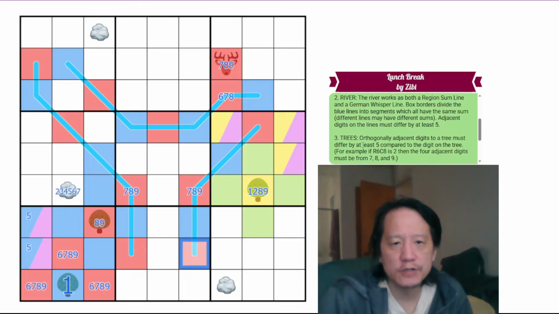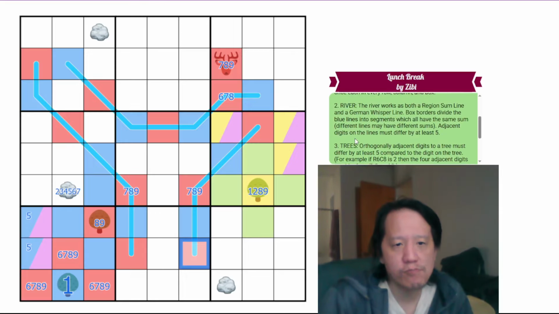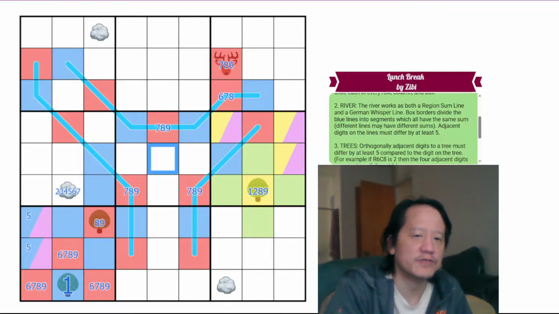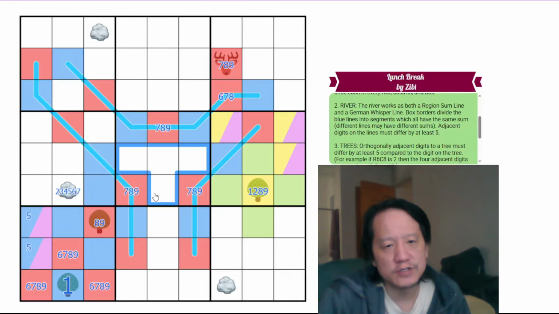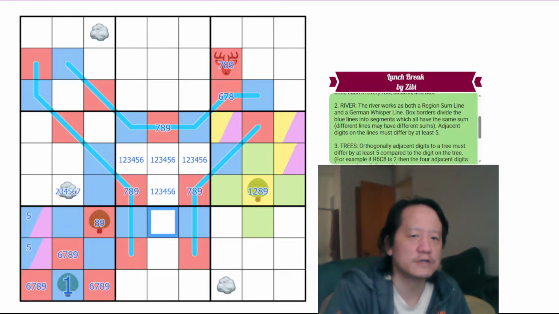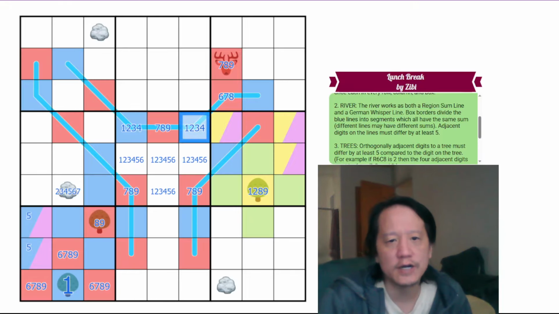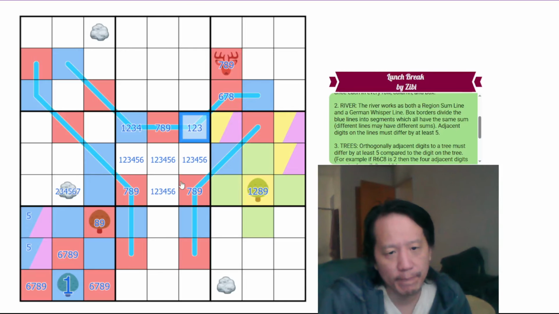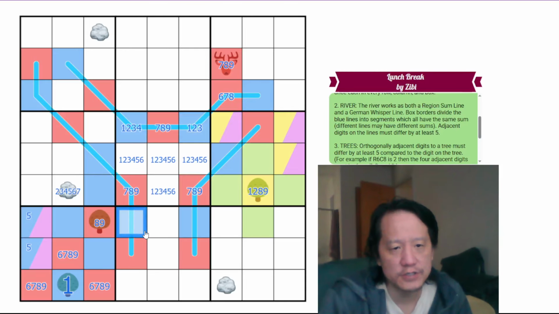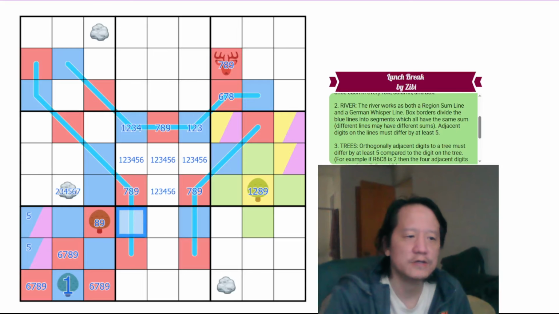What else do we know? Oh, this has to be 7, 8, or 9. It's next to 2 unique digits on a Whisper 5 line. So that means the rest of the digits here are 1 through 6. This is obviously 1 through 4. This cannot be 4 because it cannot be next to a 9 here on the Whisper 5 line. This is next to 2 unique digits on a Whisper 5 line. So that's 1, 2, 3.